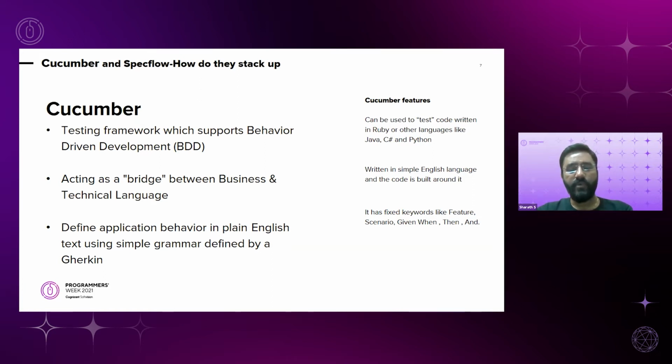Okay, how exactly does Cucumber work? What exactly is it? Cucumber is basically a testing framework. It supports business driven development, and it acts as a bridge between the business and technical language. If we notice, there's always a gap.